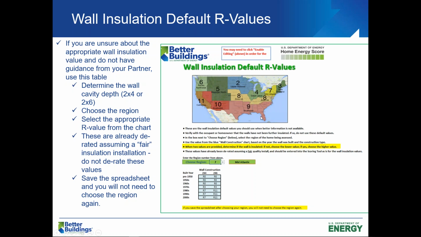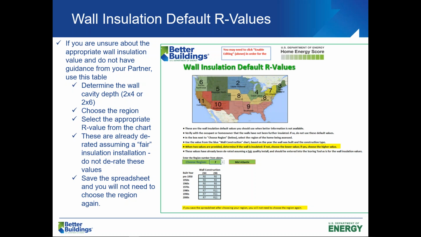On the page itself, you can see that there are actually only 10 regions here. There's not a region one. I don't know what happened to it, but it's not there. So we have 10 regions. You'll choose your region here, and it will update your boxes here. If you are using the spreadsheet calculator, if you save it after you make this change, you'll never have to make the change again as long as you continue to work in the same region.